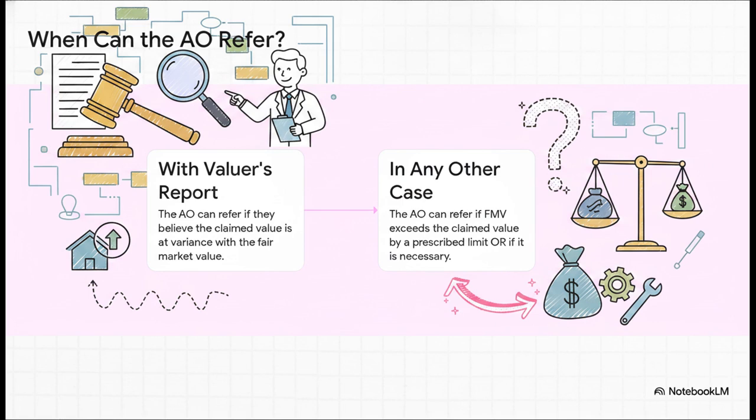So how does the AO actually kick this off? The law basically gives them two main pathways. First is if they just don't agree with the valuation report you submitted, even if it's from a registered valuer. And the second pathway is if their own estimate of the value is higher than yours by a specific amount, or if the asset is just so unique or complex that they need an expert to weigh in.